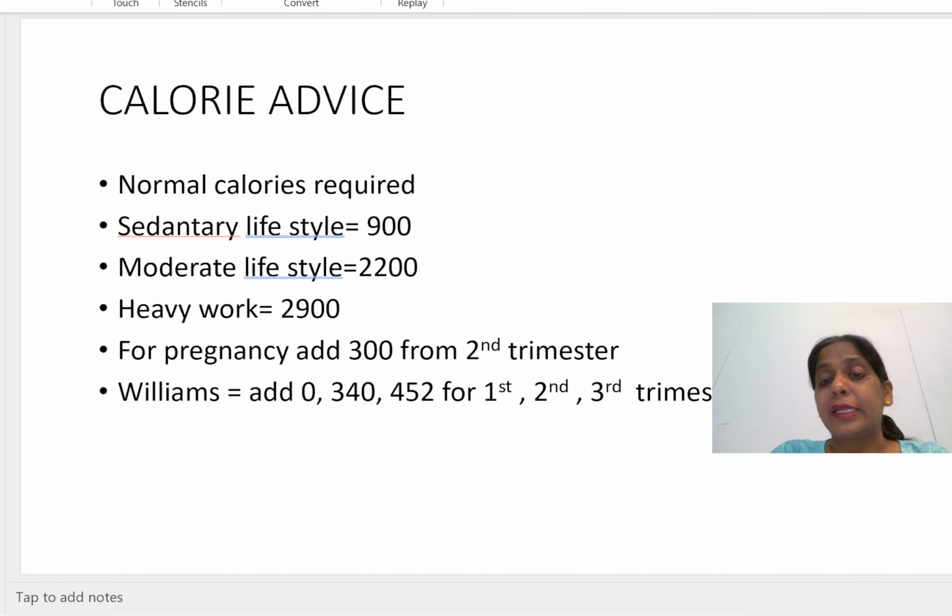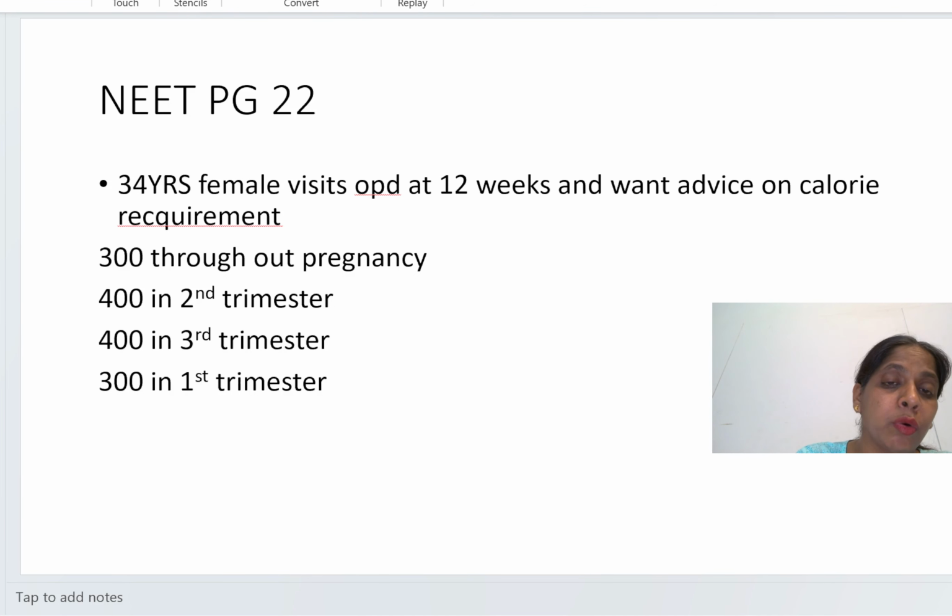Okay, for pregnancy, we have to add 300 more calories in all the trimesters, especially from the second trimester. Williams says that we have to add 0 for the first, for the second we have to add 340, and for the third we have to add 450. Now it depends what your question is, accordingly you have to modify your answer. I have given you the whole literature.